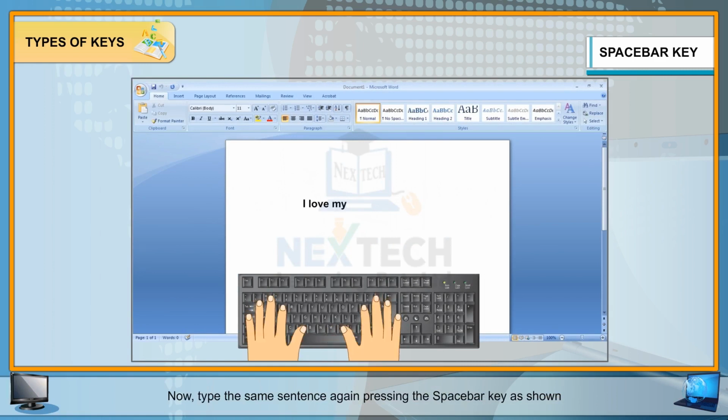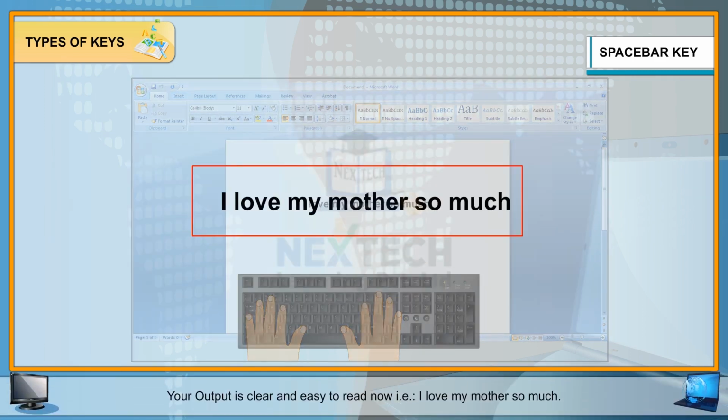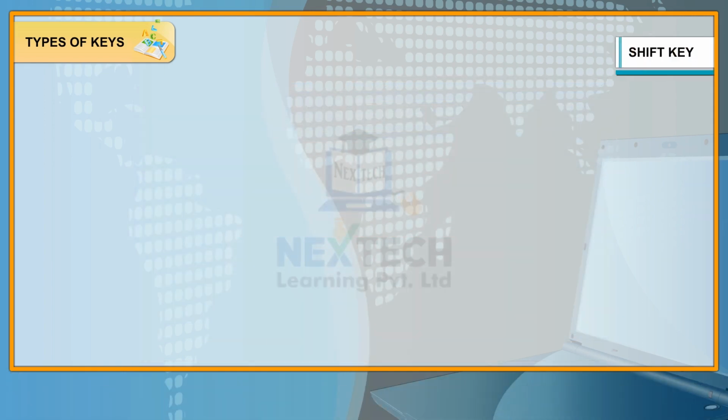Now, type the same sentence again, pressing the spacebar key as shown. Your output is clear and easy to read now. That is, I love my mother so much.